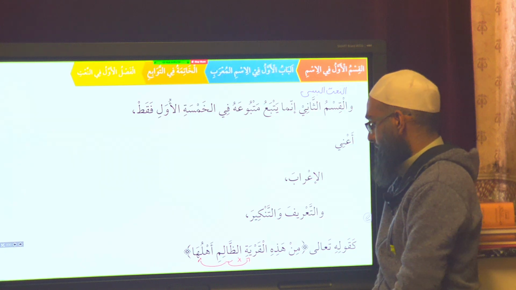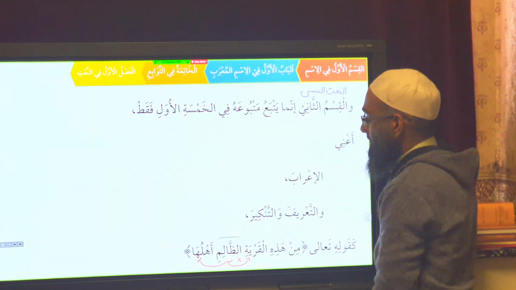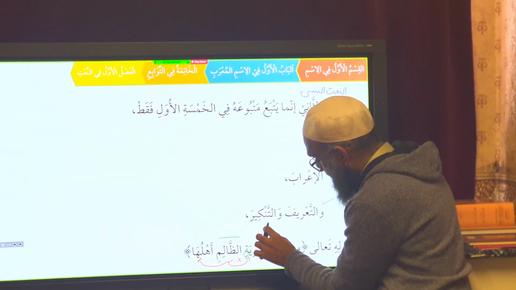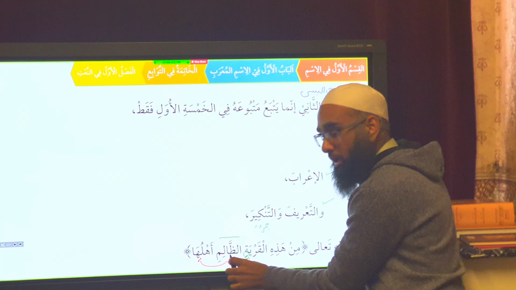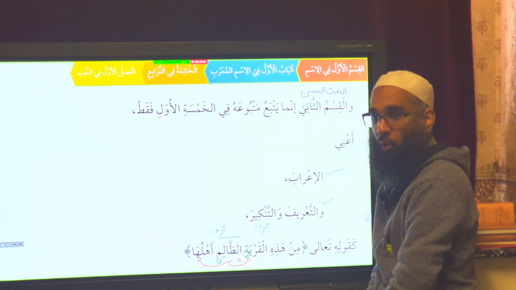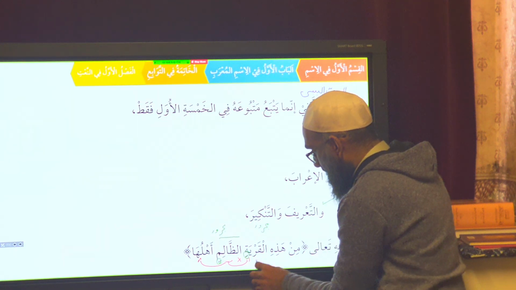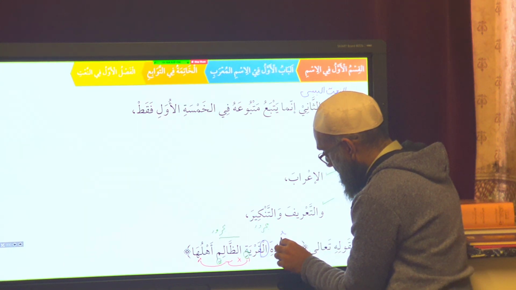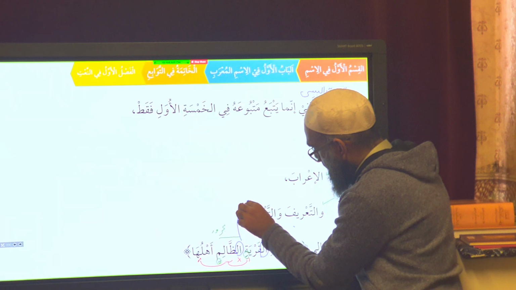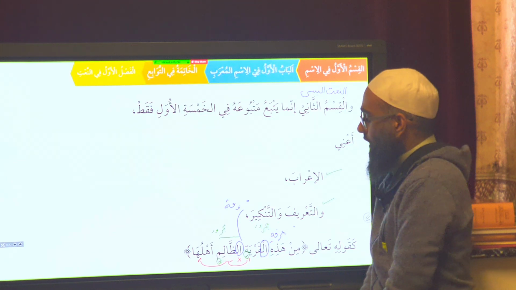So in this example, what will happen? This na'at needs to agree in only 2 aspects. I'rab and ta'rif and tankir. So qarya is majroor. So al-dhalim will also be majroor. Correct? What this is majroor, so that will also be majroor. Correct? And the second aspect is ta'rif and tankir. This is ma'rifah, and this is also going to be ma'rifah. Correct? Ma'rifah. Understood? This is the rule.